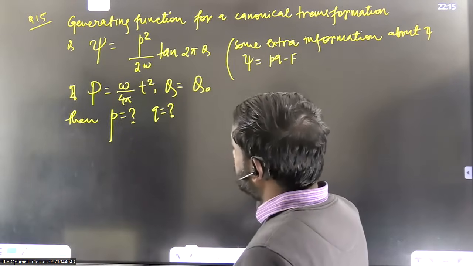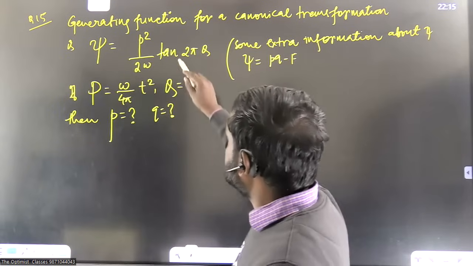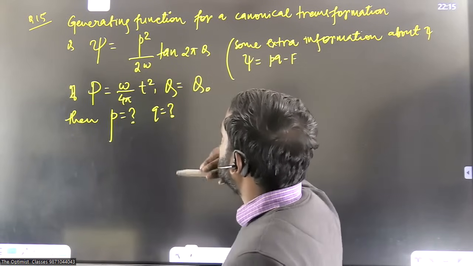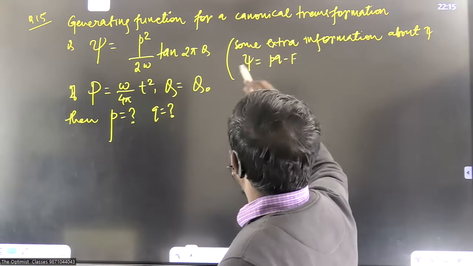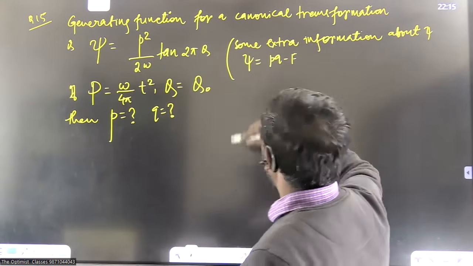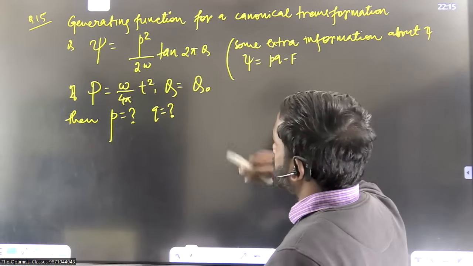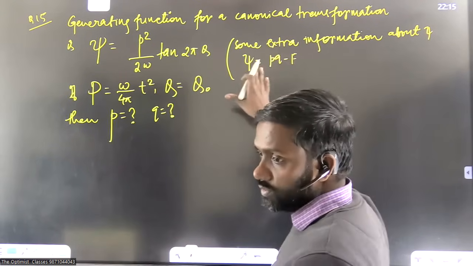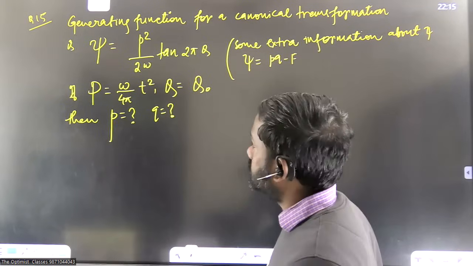Now this is a question from generating function. See, in this question, this generating function is given, and some other information was also given. But suppose we do not use that information, then also roughly this question can be solved.